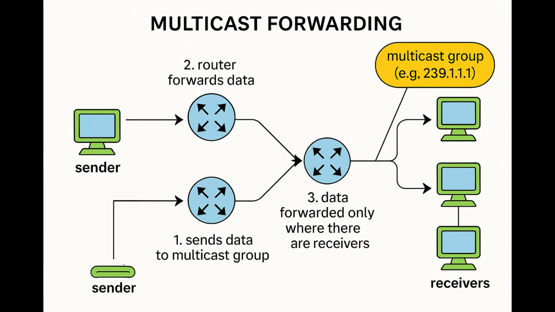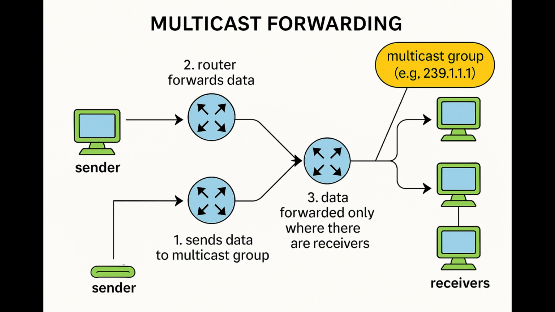Multicast forwarding is a networking method where one sender sends data once, and the network delivers it only to devices that requested it. Unlike unicast, where data is sent separately to each receiver, multicast is much more efficient because the data is shared. Let's understand this step by step using the image.